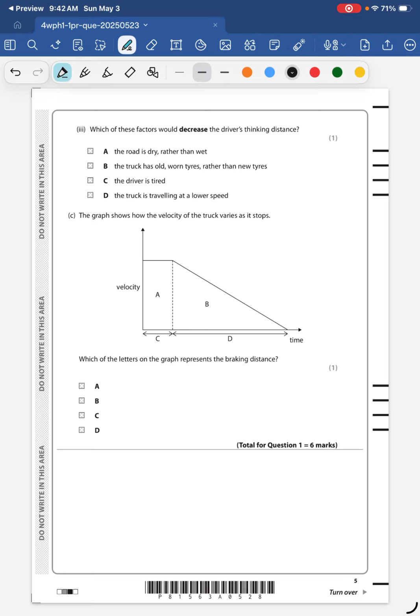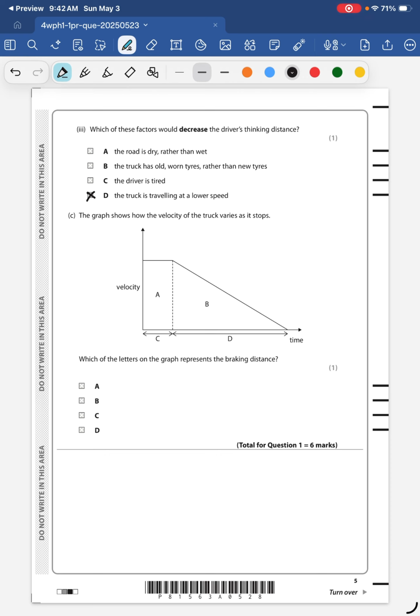Part C, the driver is tired. Okay. Kind of affects, but not the right answer. But let's try D. The truck is traveling at a lower speed. Okay, this is going to affect the thinking distance because while you think it's going to travel a much less, a smaller distance, right? So D is the correct answer.